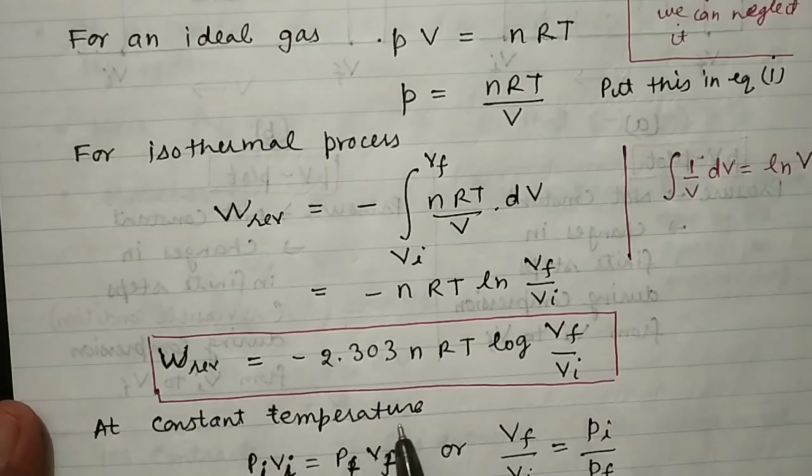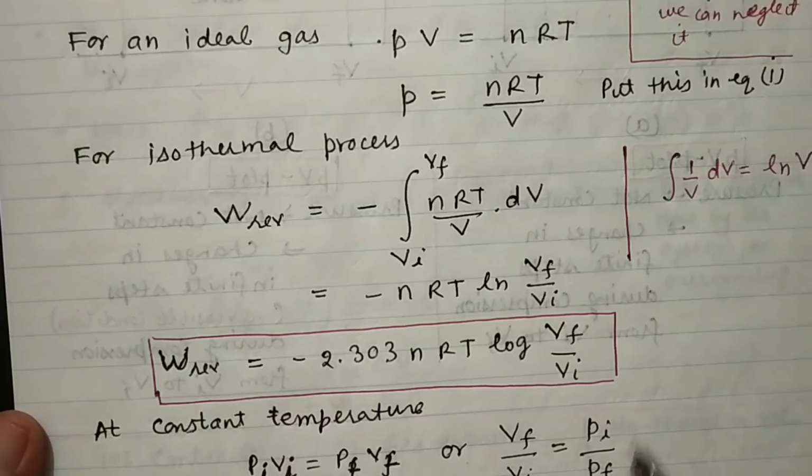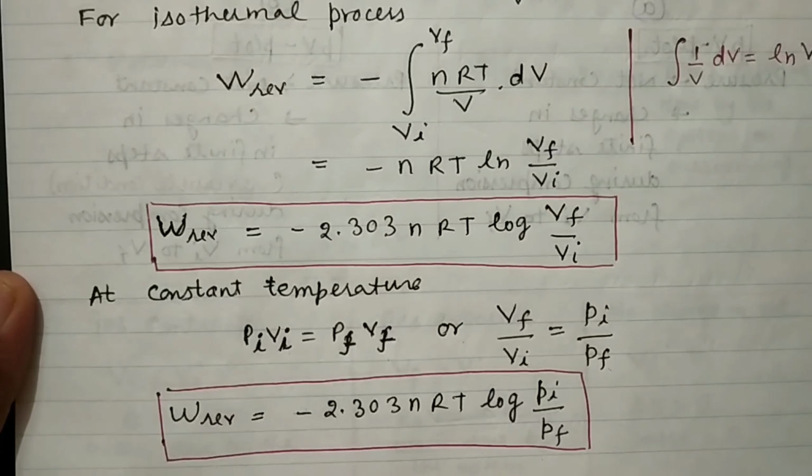And now at constant temperature, right? At constant temperature, we know according to Boyle's law, PV is equal to constant. So one can write Pi Vi is equal to Pf Vf, or rearranging them, Vf by Vi comes out to be Pi by Pf. So in place of Vf by Vi, one can write Pi by Pf. So here one can write in terms of pressure, W reversible is equal to minus 2.303 nRT log Pi by Pf.